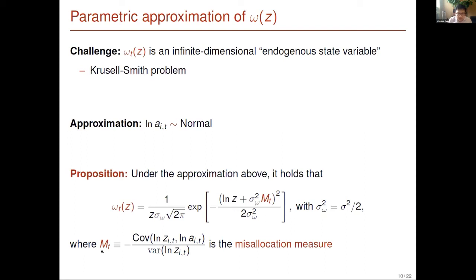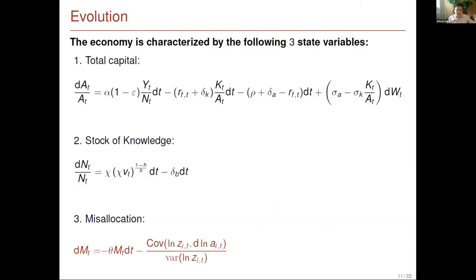And what's this misallocation? It is like the covariance in the cross-section between productivity and asset allocation, divided by the variance of the cross-sectional log productivity. And given this, the economy can be characterized by these three endogenous state variables: aggregate capital, aggregate stock of knowledge, and the misallocation. And misallocation follows this endogenous process. Any aggregate shock will hit this part, and it will endogenously affect M_t. And M_t follows a very persistent process if this theta is close to 0.